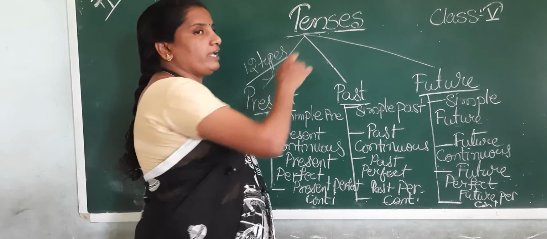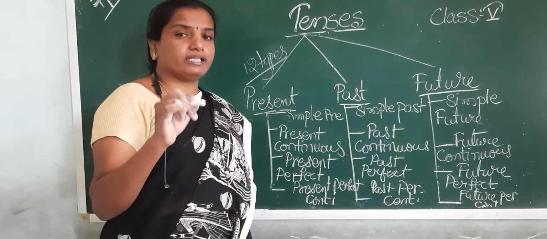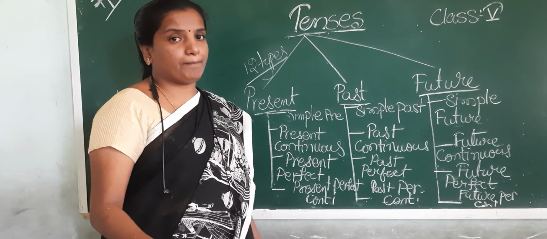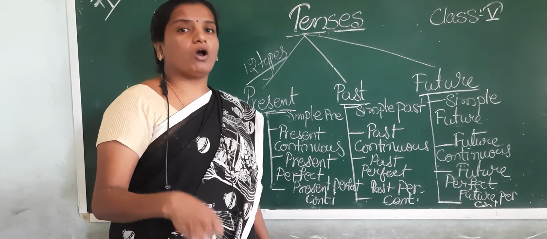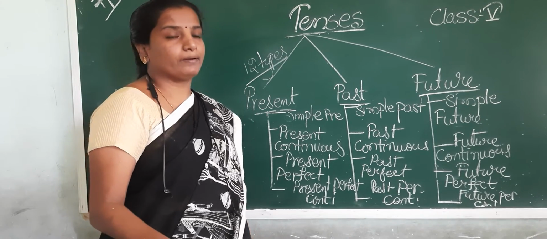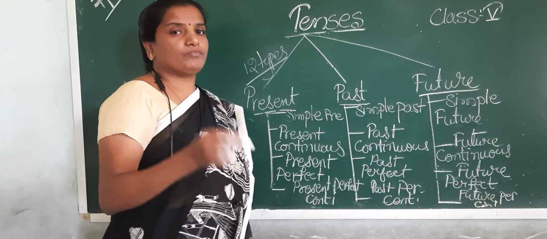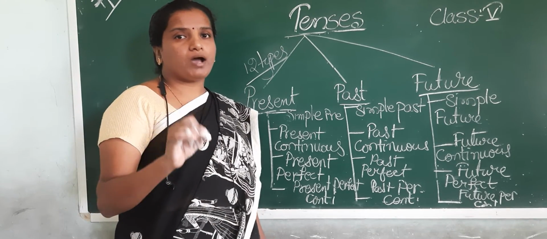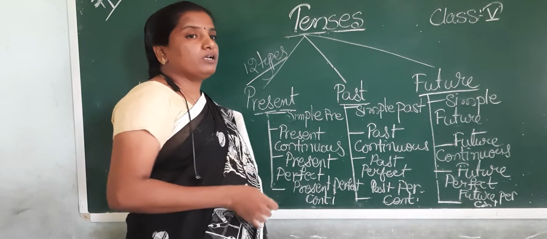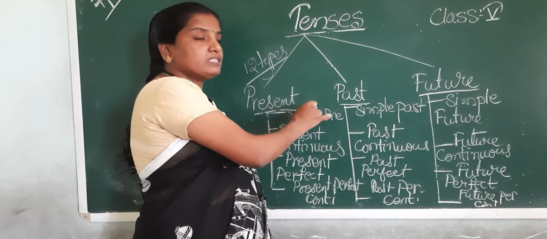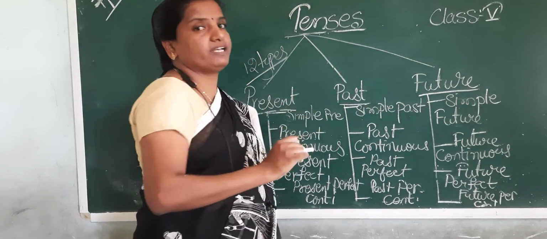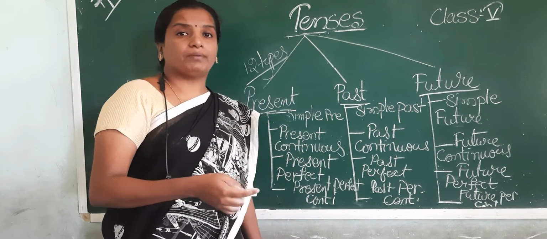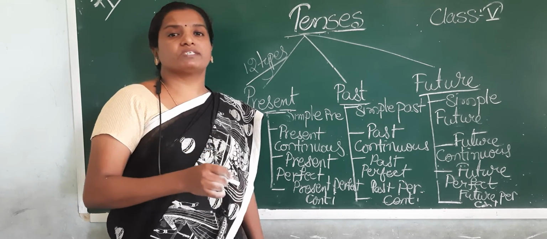See, children, tense is nothing but it tells us about the time of an action: when the action happened, or already happened, or is going to happen. So according to the time, we have divided tense into three parts: present, past and future. Present tense, past tense and future tense. Further, these three tenses are again subdivided into four types each.